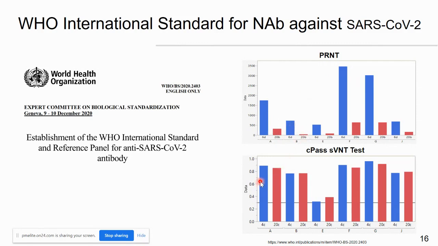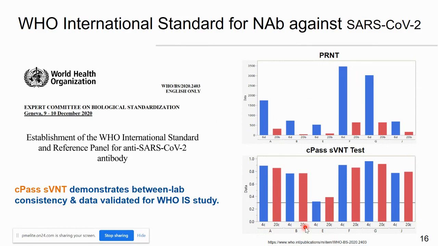Our cPass was also part of the submission, and two of the labs actually used cPass, and you can see cPass was able to give much more consistent readings for the samples that WHO sent across to these labs, in a blinded way. Even the two labs themselves didn't know which other labs were using this test. So our SVNT technology demonstrates very good between-lab consistency, and the data validated by the WHO group and the participating labs is very good.